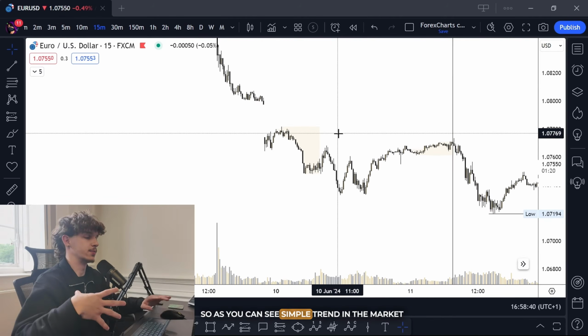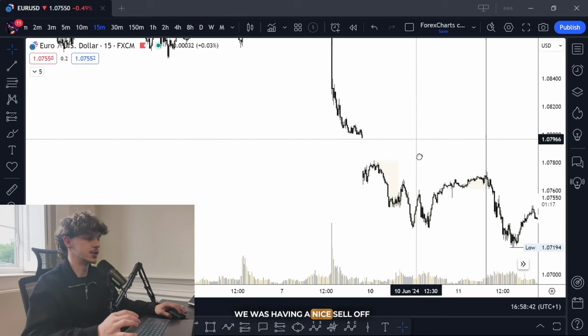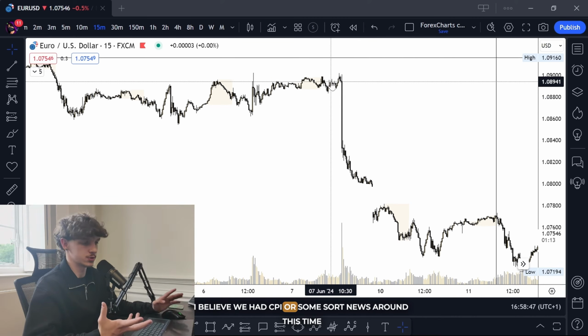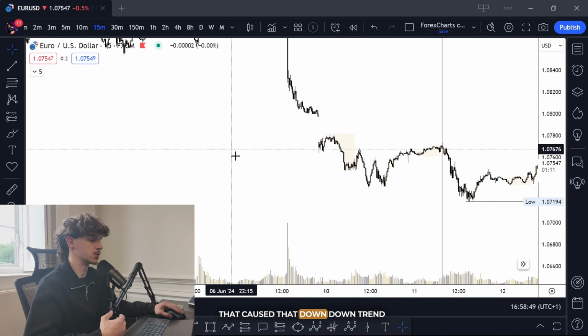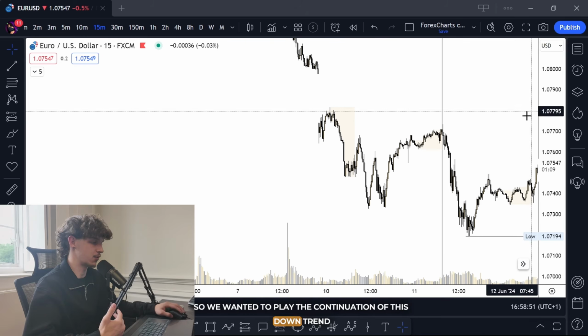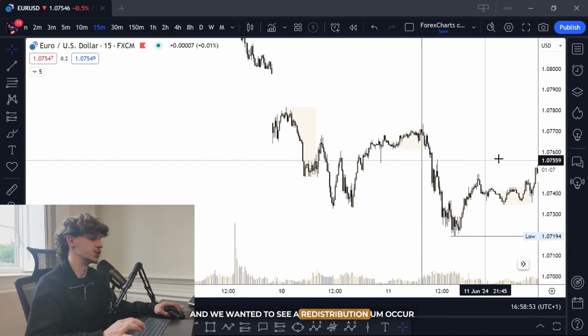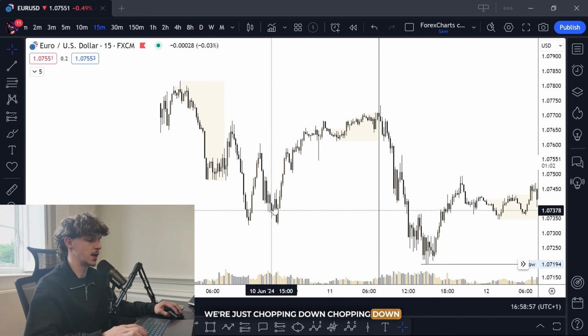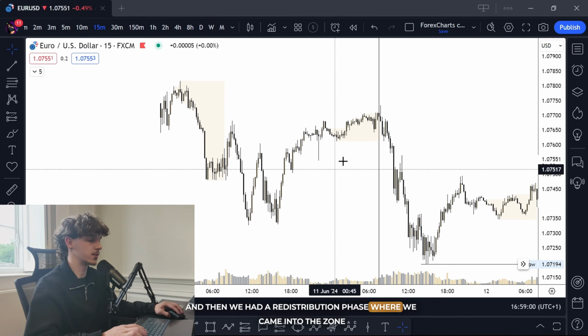So as you can see, simple trend in the market. We were having a nice sell-off, so we wanted to play the continuation from that. I believe we had CPI or some sort of news around this time that caused that downtrend. So we wanted to play the continuation of this downtrend, and we wanted to see a redistribution occur. So as you can see, the market's moving down. We're just chopping down, and then we had a redistribution phase where we came into this zone.